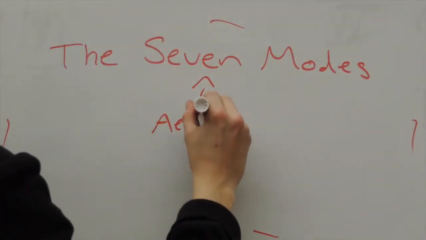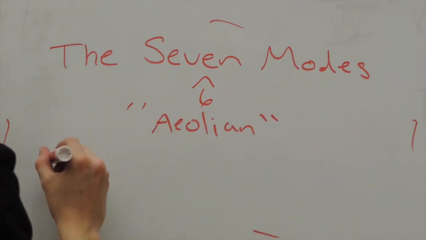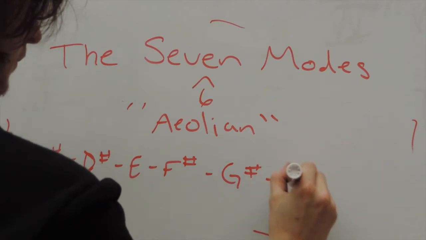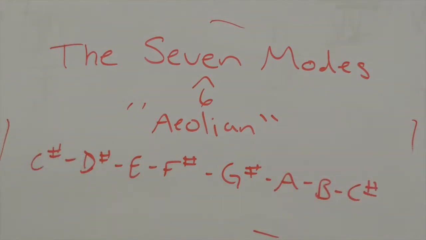So the 6th mode on the 6th scale degree is known as the Aeolian mode. This is also called the natural minor mode. This begins on the C sharp and is going to be on the 6th fret of your G string.